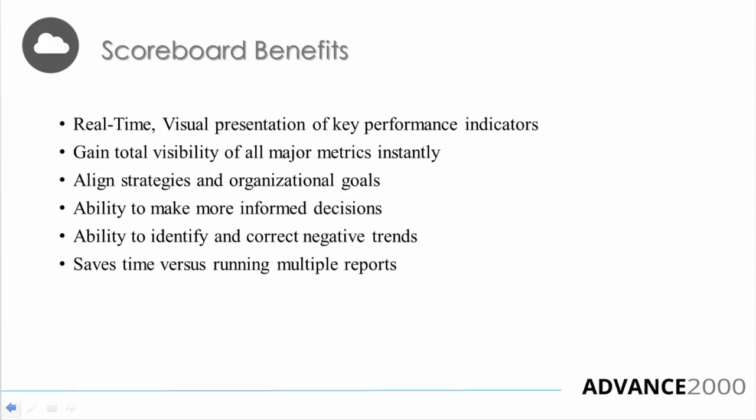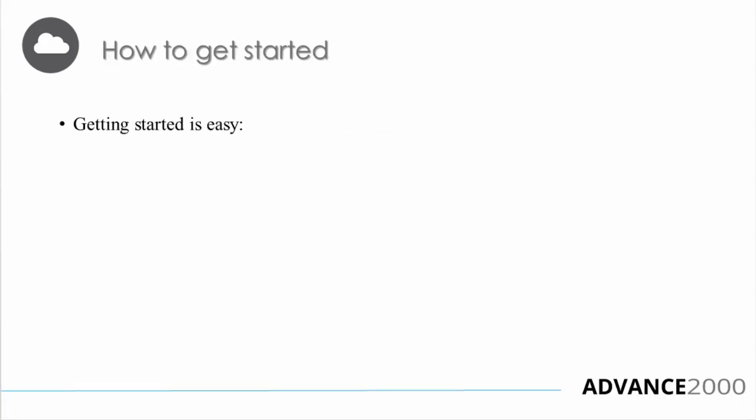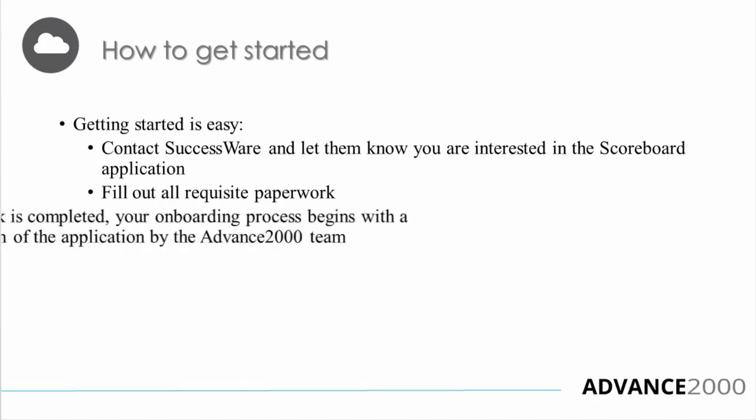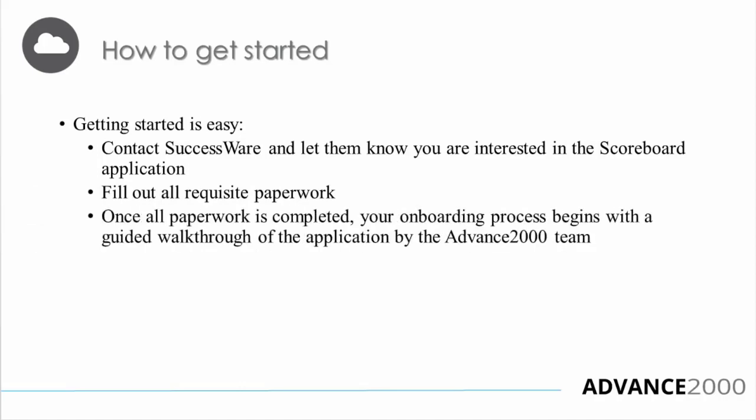Amato, how do we go about getting started? Well, getting started is easy. First, you contact SuccessWare and let them know that you're interested in the Scoreboard application. You fill out all the requisite paperwork sent to you by SuccessWare. Once all the paperwork is completed, your onboarding process begins with a guided walkthrough of the application by the Advance2000 team.